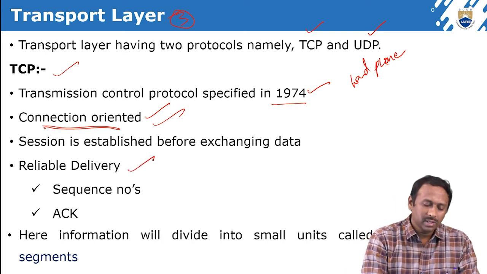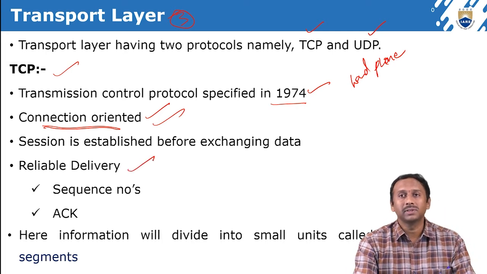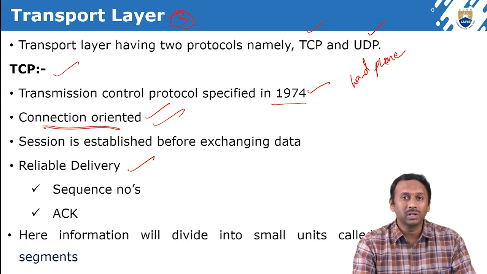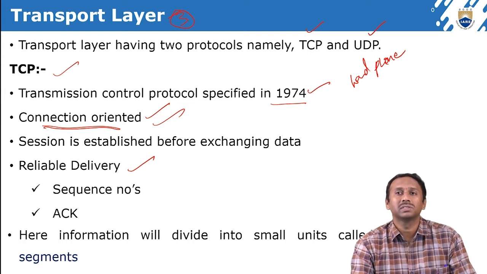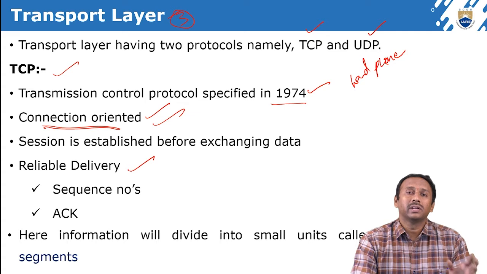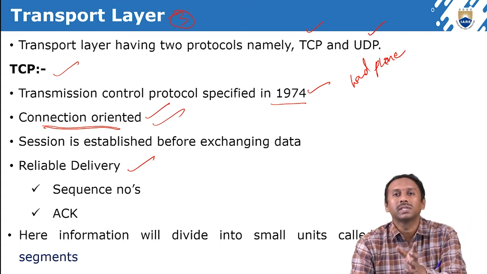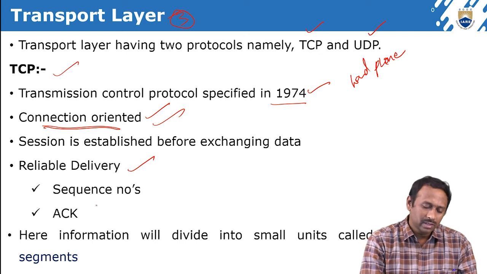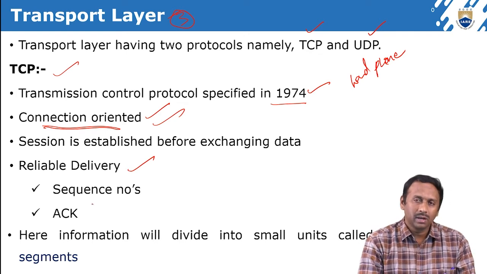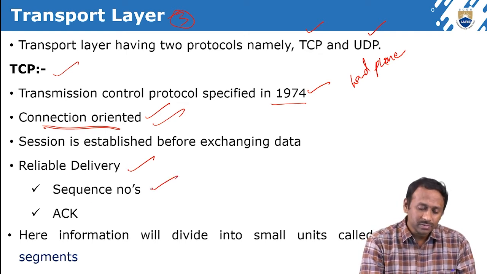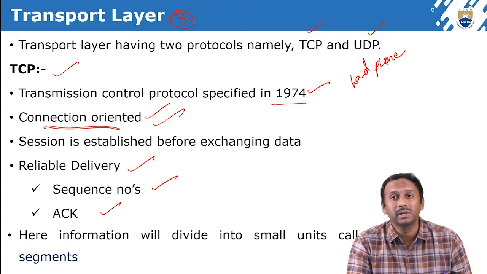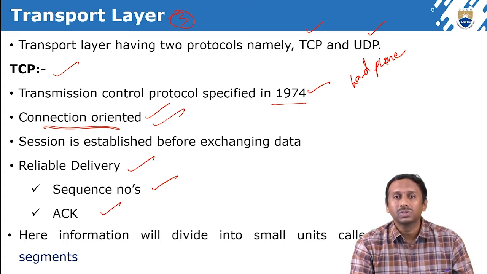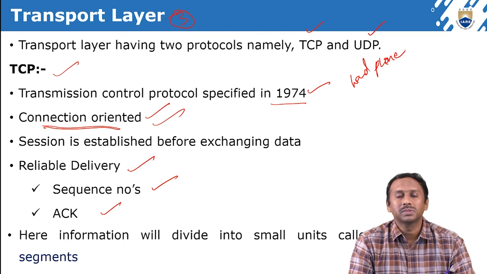And this is reliable delivery. We already know what reliable delivery is. Without any modifications or disruptions, the same data that the sender wants to send has to be received by the receiver. Here, reliable data delivery can be achieved with the help of sequence numbers and acknowledgements.